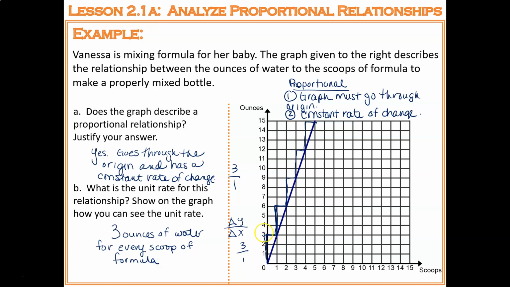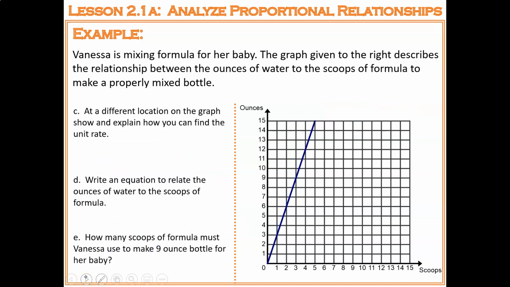So 3 ounces of water, 1 ounce, 1 scoop of formula. Ounces are on this side, water's on this side, scoops are on the x. All right. C. At a different location on the graph, show and explain how you can find the unit rate. Okay, I kind of did that already, but I'll show you again.